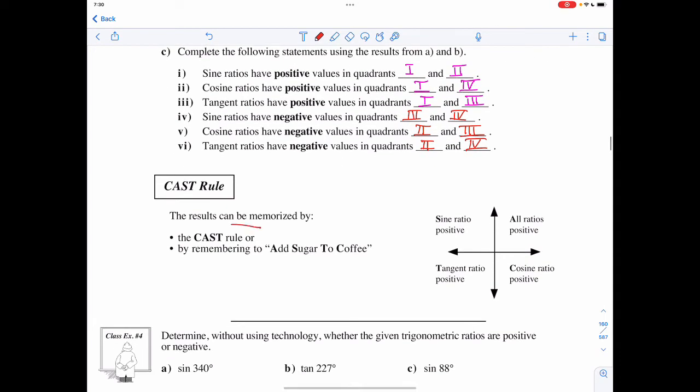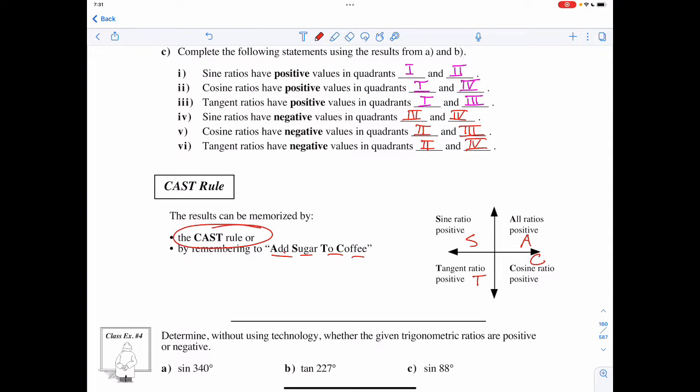The easy way we remember this is we call it the CAST rule, or some people like to use "add sugar to coffee." CAST starts in quadrant 4, and it's the only reason why some people don't like it. It spells out C-A-S-T to show when ratios are positive.